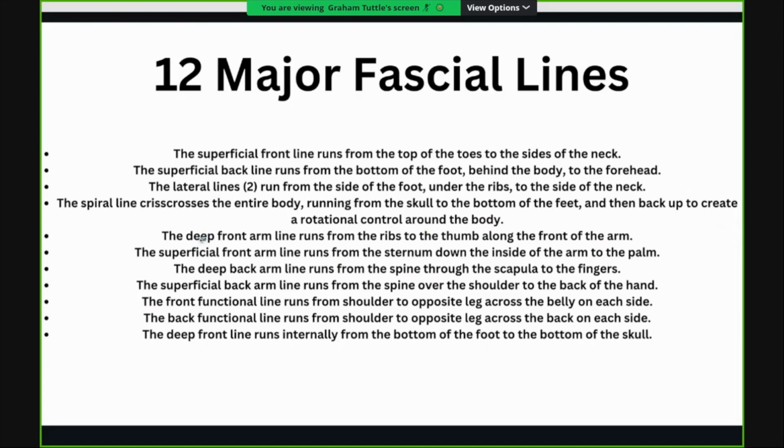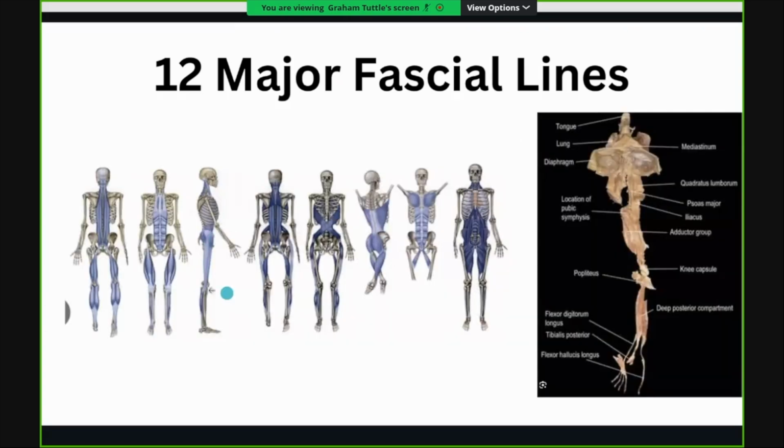The spiral lines crisscross the entire body, running from the skull to the bottom of the feet and then back up, to create rotational control around the body. So the spiral line is right here. I think it's this one. You go around the foot, the top of the foot, the tibialis, around the IT band, around to the glutes, across the obliques, up into your serratus anterior, and around to the neck.